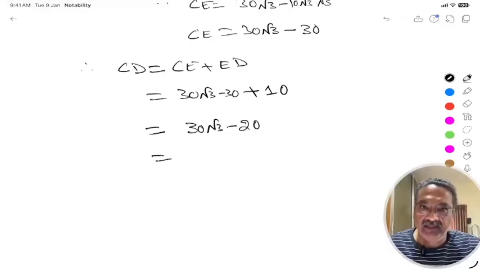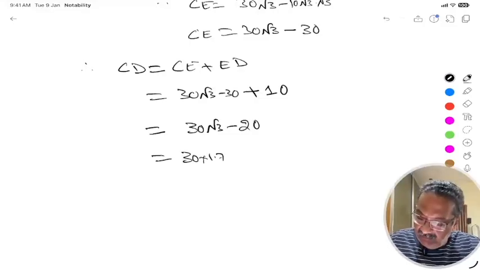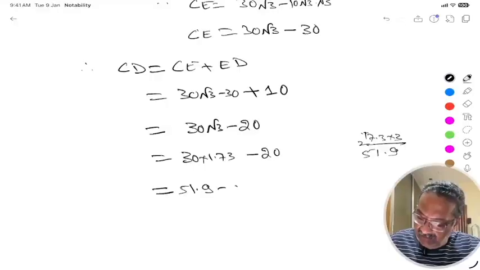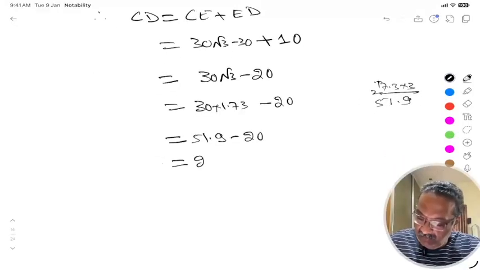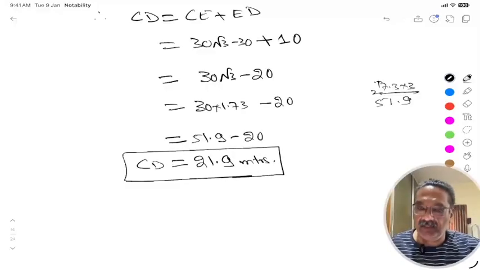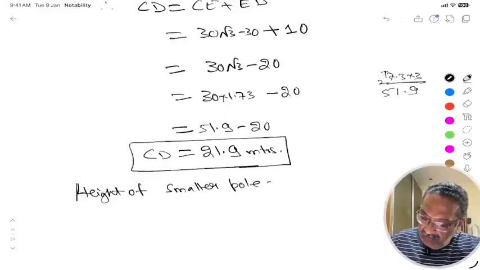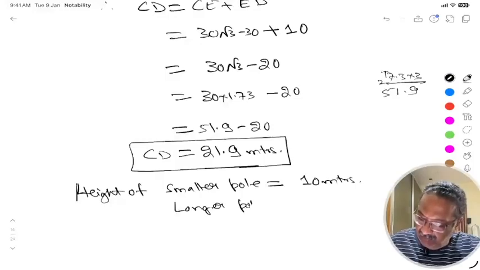You can take that as 30 into 1.73 minus 20, which is equal to, see, 117.3 into 3, 912 carry 51.9. 51.9 minus 20, which is equal to 21.9 meters. So the length of the bigger pole is 21.9 meters. You can write height of the smaller pole is equal to 10 meters and longer pole is equal to 21.9 meters.